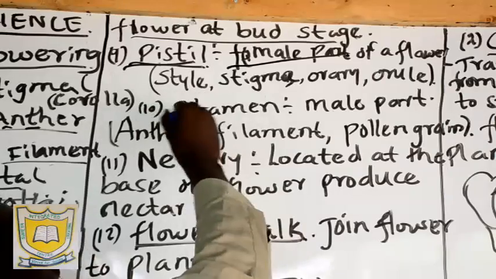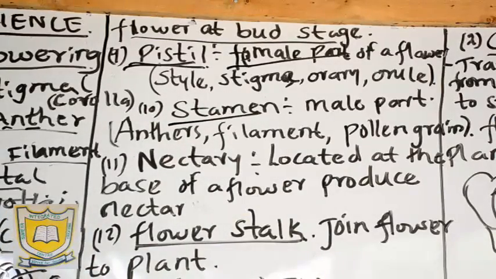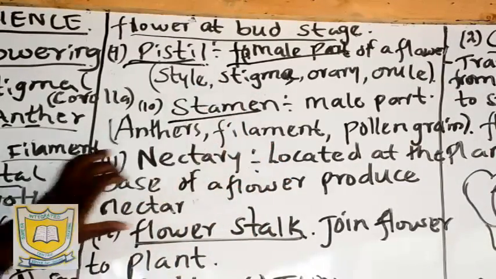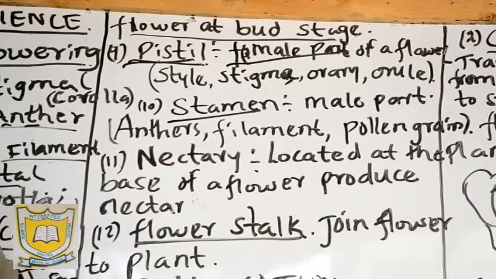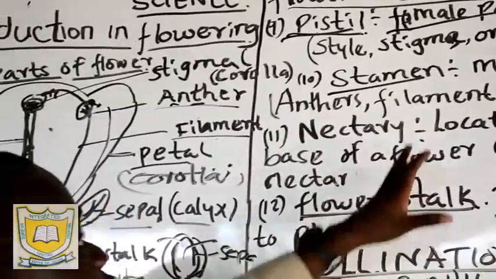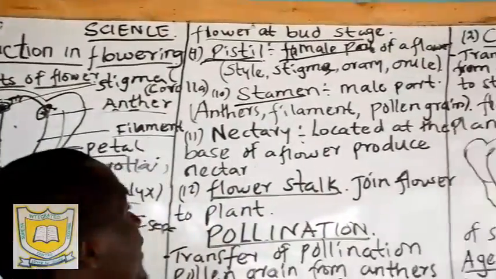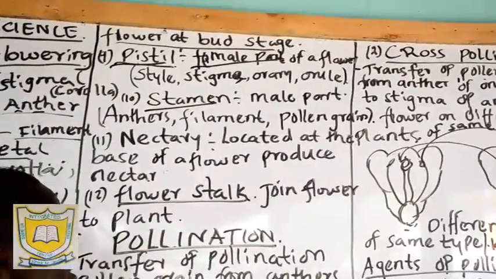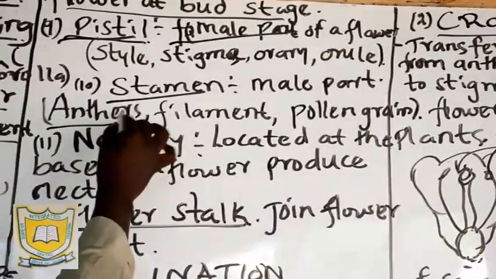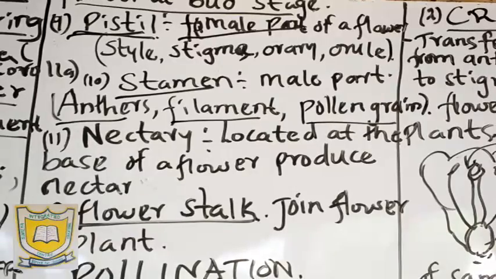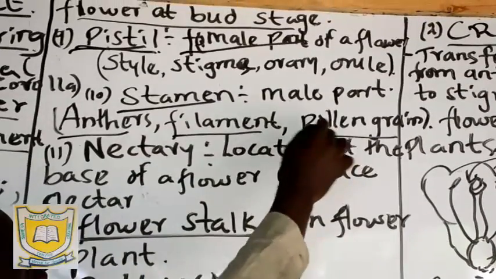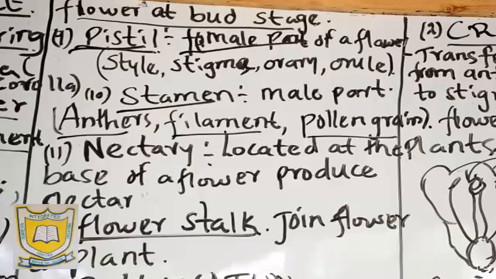Now we move to the stamen. A stamen is the general name given to the male part of the flower. The male part of a flower consists of the anthers, the filament, and also the pollen grain. The anthers produce pollen grain, and the filament, we said, supports the anthers.